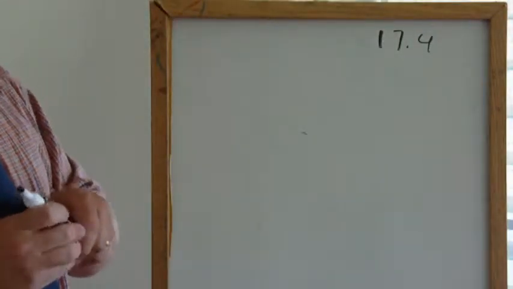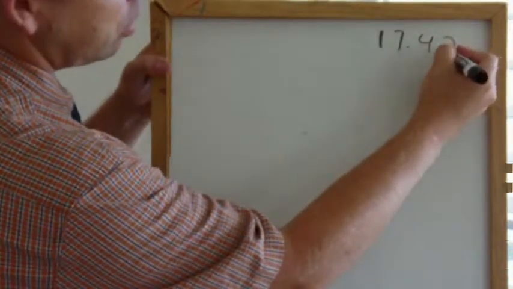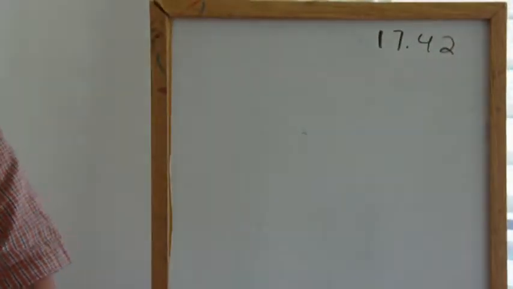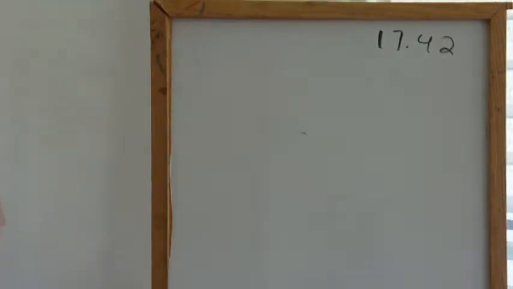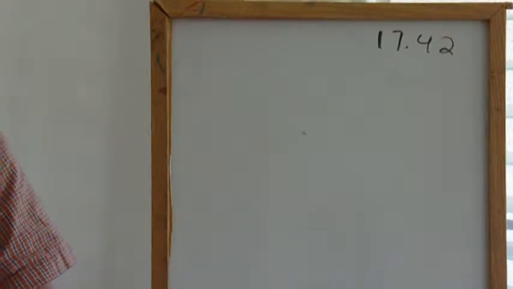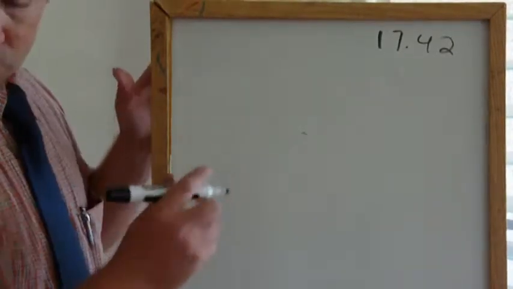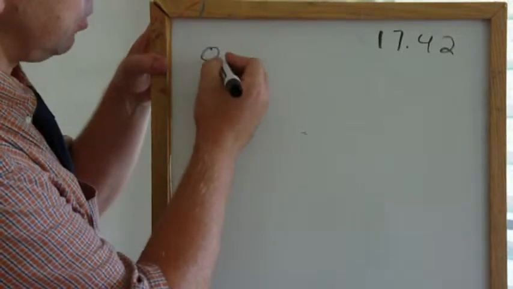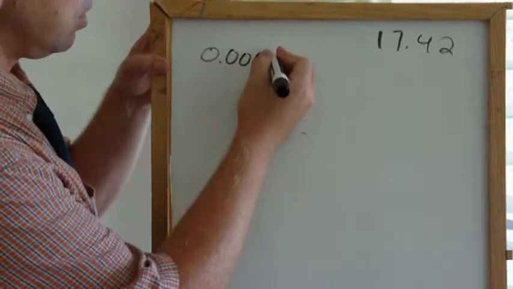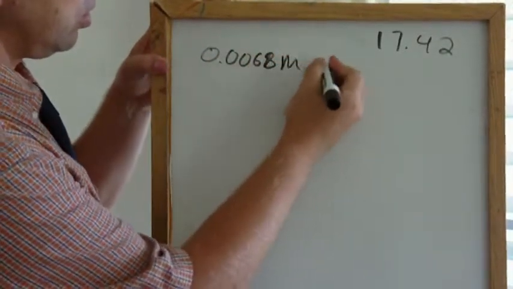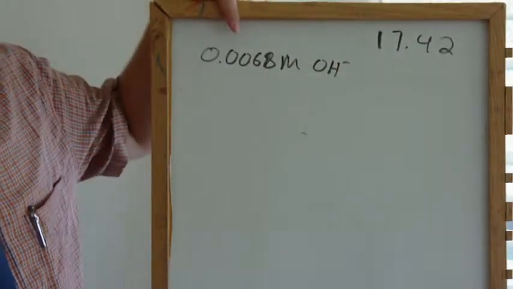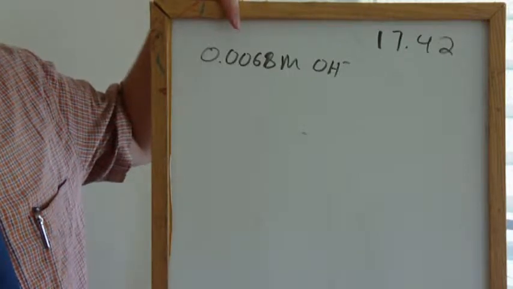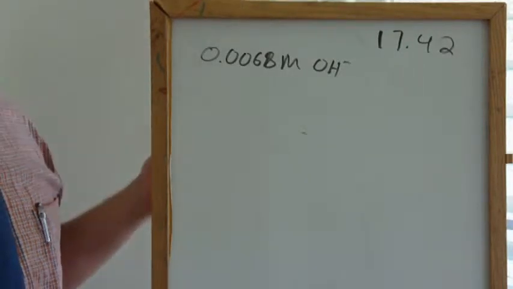17.42. Calculate the H plus concentration, the pH, and the pOH in each of the following solutions in which the hydroxide ion concentrations are given. All right, so if we have the hydroxide ion concentrations given to us, 17.42, the concentration is 0.0068 molar OH minus.